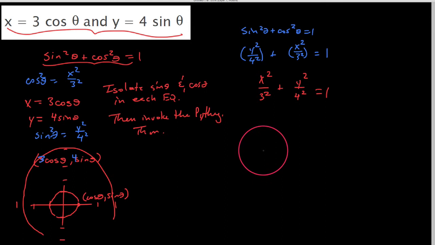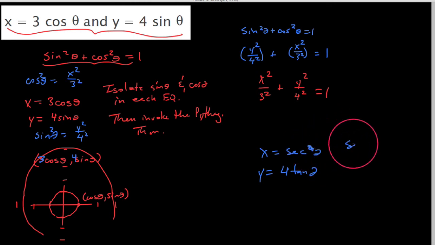Again, every once in a while, you'll see something like this: x equals secant theta, and y equals 4 tan theta. And we could say, okay, well, now go deal with this, and these are actually just secant and tangent. You would basically recall that secant and tangent also have their own Pythagorean identity and do the same thing, okay? So, that's how you deal with it.